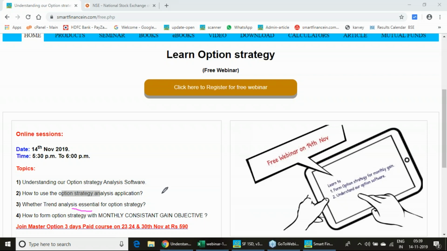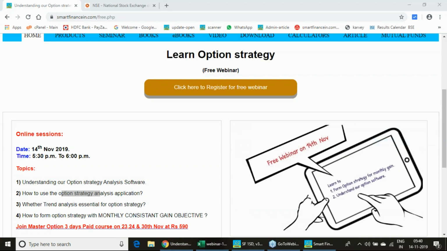The third point I'll be telling is whether trend analysis is required for option strategy building. The majority of option strategy traders will contradict this idea. They say, I am planning my trade, then why should I do the trend analysis?